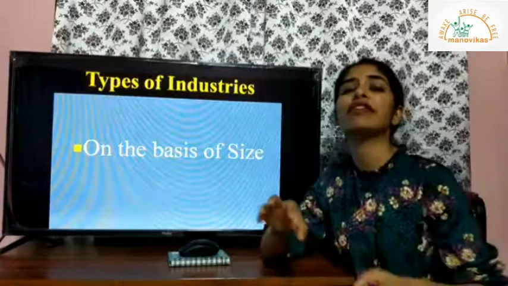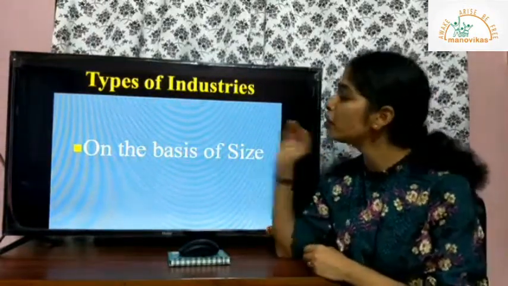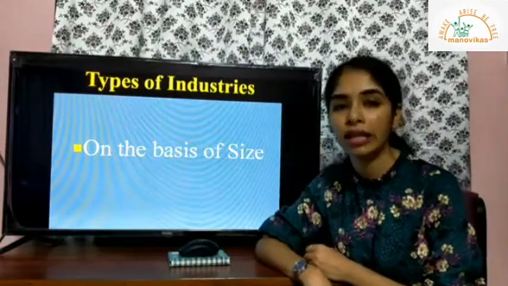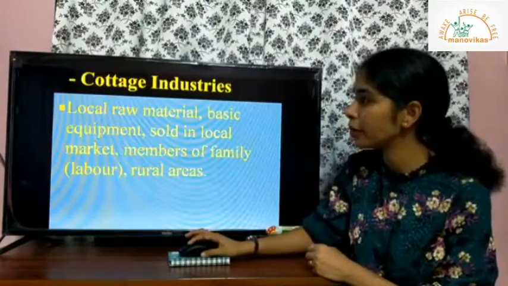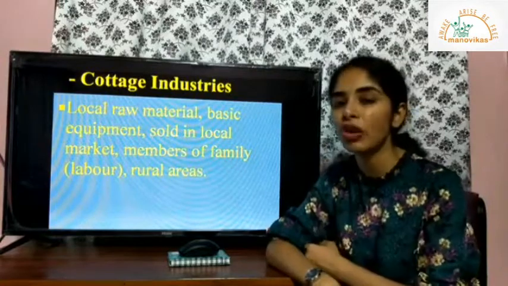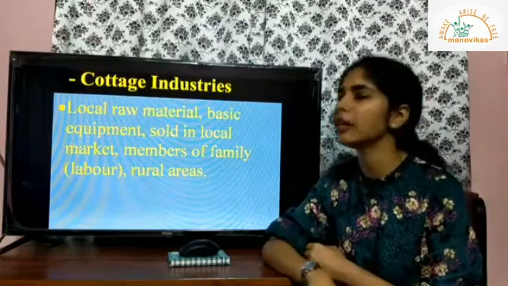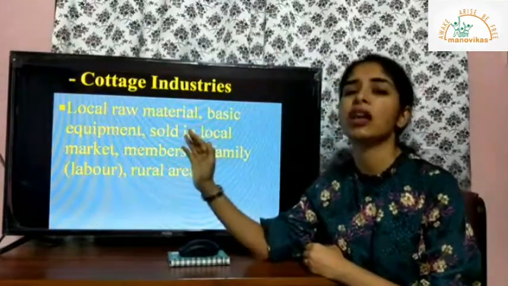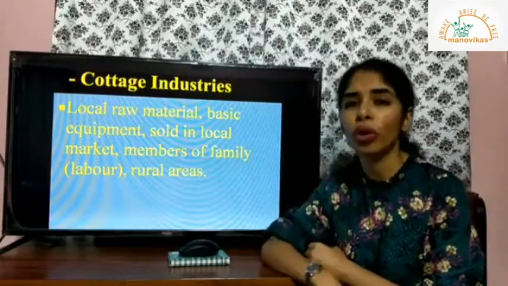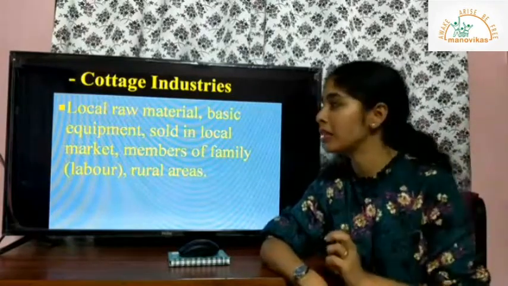Okay, now let us see different types of industries that are found at different places. Okay, firstly, industries can be divided on the basis of size. Okay, now what does that mean? Firstly, we have cottage industries under basis of size. Okay, now these are very small scale industries. Okay, and these industries derive their raw material from around that same local area. Okay, raw materials are not derived from far off places.